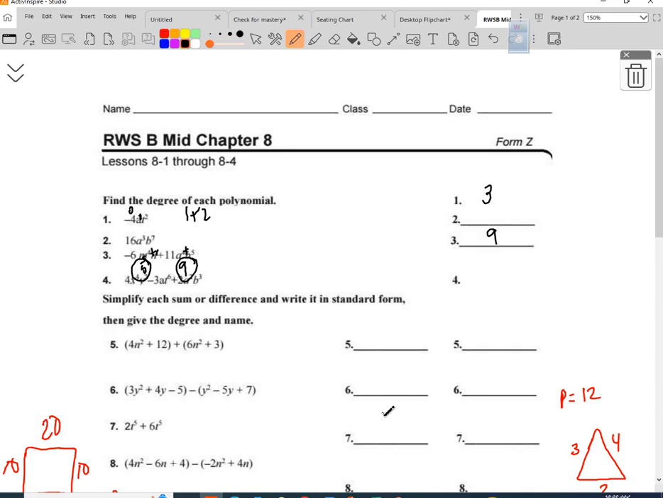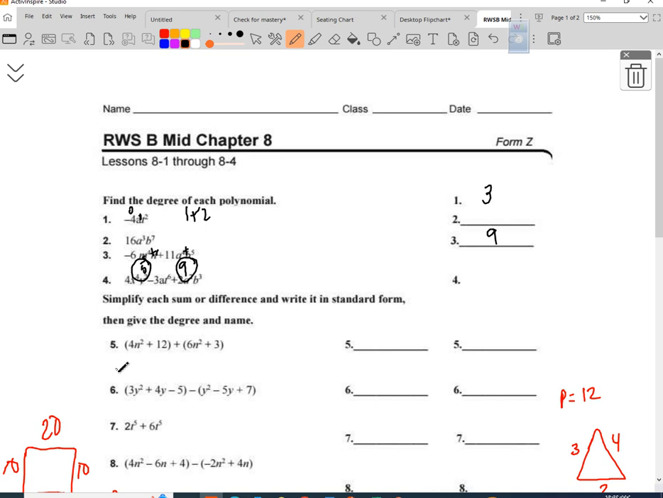Any questions on that? Okay. For the rest of these, you have to combine it. You have to add or subtract, combine like terms, and then tell the degree, and then name it by the number of terms.